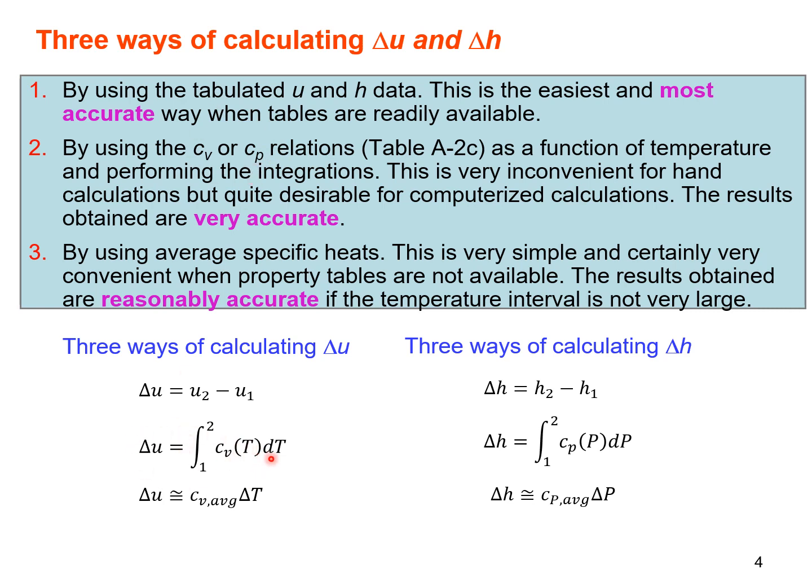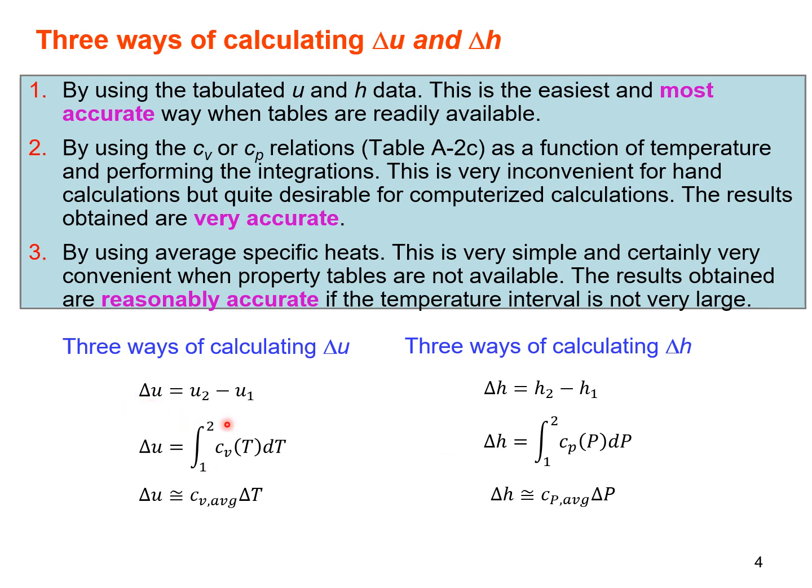Of course, this is very hard to do by hand, but by computer it's relatively simple using MATLAB or your calculators to do this. The other method you can do is use the average specific heat values. This is simple and very convenient when the property tables aren't available, and the results obtained are reasonably accurate if the temperature interval is not too large. So all 3 methods can be employed for calculating delta U or delta H.